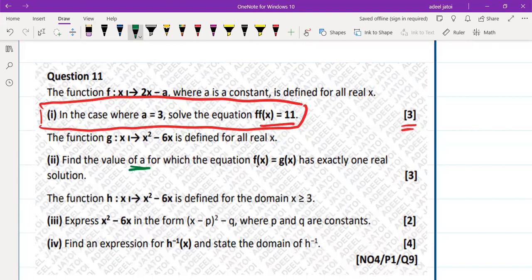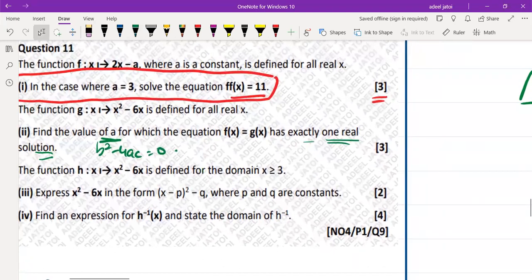So considering that the question clearly says find the value of a for which f(x) is equal to g(x), we substituted f(x) in place of f(x), g(x) in place of g(x), and we just solved it through the quadratic equation that says one real solution, that means b square minus 4ac equal to 0.